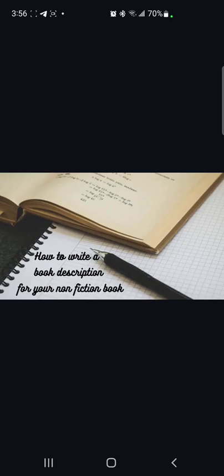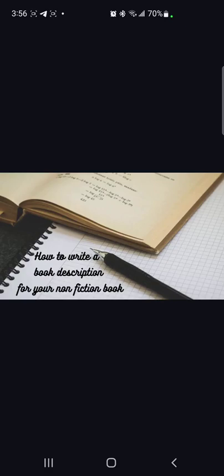Now, I'm not saying the book description is the only thing you need to make sales. Of course, we have a good book cover, keyword research, category research, and a good title and subtitle. But if you don't get your book description right, then you might blow everything up.